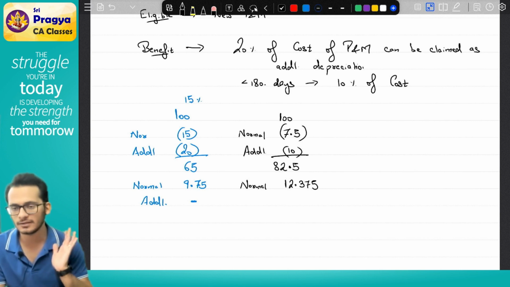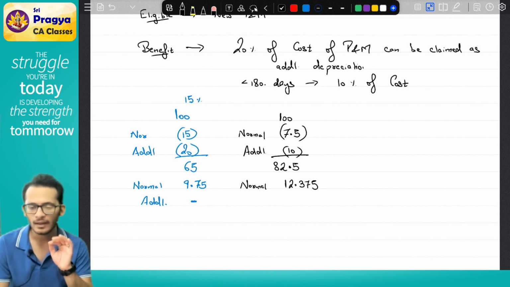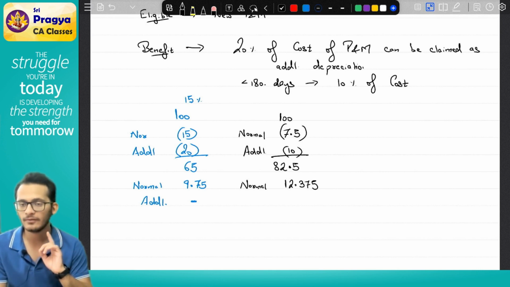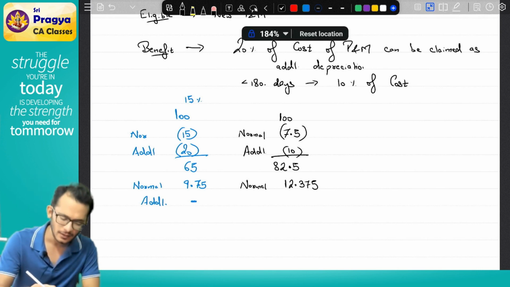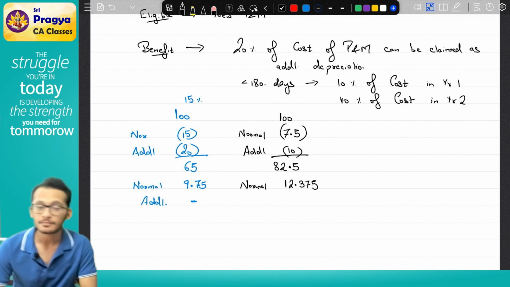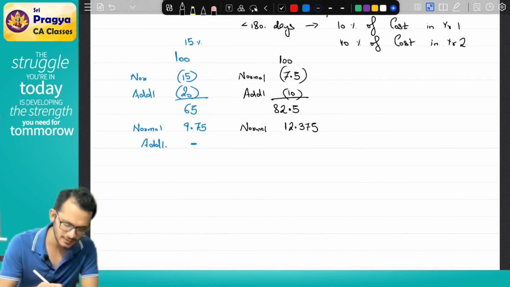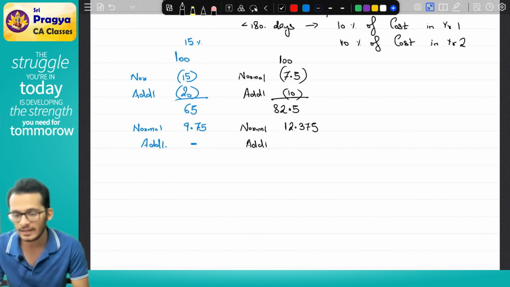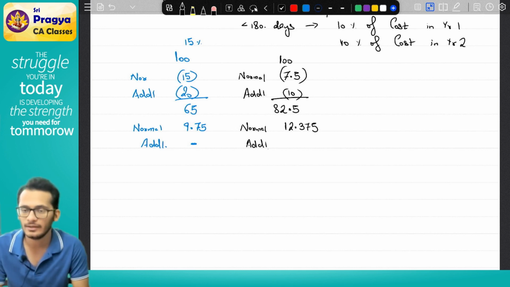2016, they introduced the policy where they came and said, if you have claimed only 10% in year 1, you can claim the balance 10% in year 2. Yes, so which means next year also I am eligible for additional depreciation. Now the question is, I need to claim 10%.